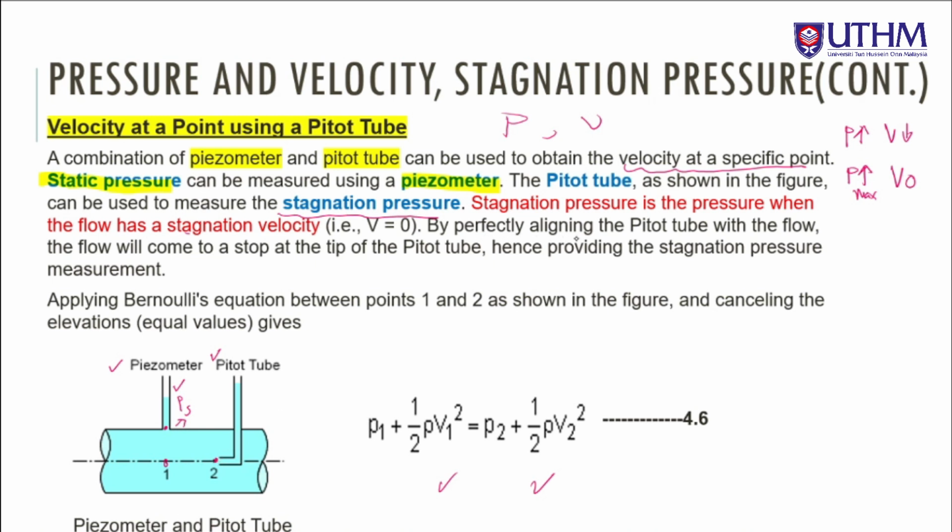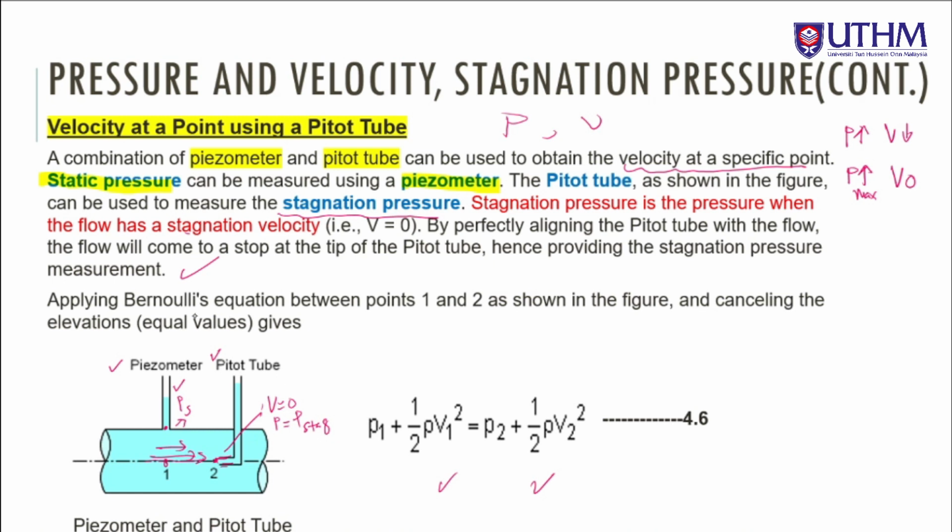So same condition applied here, dekat tip of this pitot tube. So by perfectly aligning the pitot tube with the flow, the flow will come to a stop at the tip of the pitot tube, hence providing the stagnation pressure measurement. So kita kena align this pitot tube dengan flow direction, kan? So flow direction, kalau kita tengok ni horizontally like this, and then kita align with the pitot tube. So dekat tip of this pitot tube, actually the flow will stop. Bila flow stop, means that velocity equals to 0. Bila velocity equals to 0, P equals to P stagnation. Pressure di mana velocity is 0.